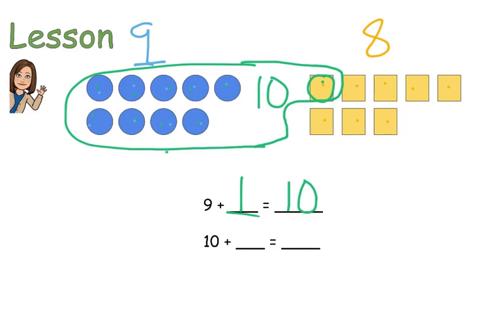Okay. Now, because we didn't use these squares to make our group of 10, now we have to add those on to the 10. So let's count how many are left. We have 1, 2, 3, 4, 5, 6, 7. So 10 plus 7. So we have 10, 11, 12, 13, 14, 15, 16, 17. So 10 plus 7 equals 17.